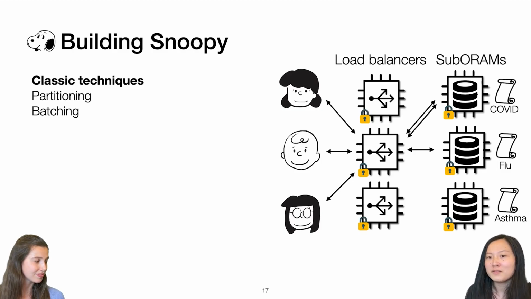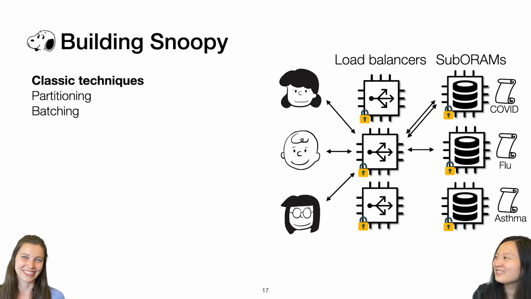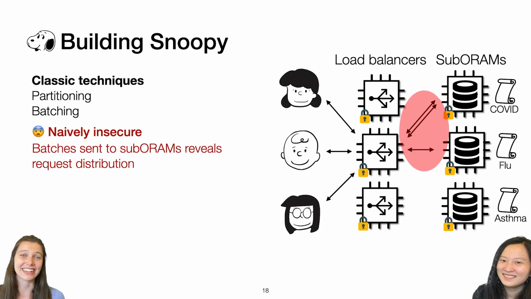Now we just run both of these components inside a hardware enclave and we should be secure and scalable, right? Well, not so fast, Vivian. So this is actually naively insecure, because the batches sent to sub-ORAMs will reveal information about the underlying request distribution. So for example, if a bunch of clients request the COVID object and no one requests the asthma object, the batch sent to the partition containing the COVID object will be much larger than the batch sent to the partition containing the asthma object. And this is going to reveal information about the underlying request distribution.